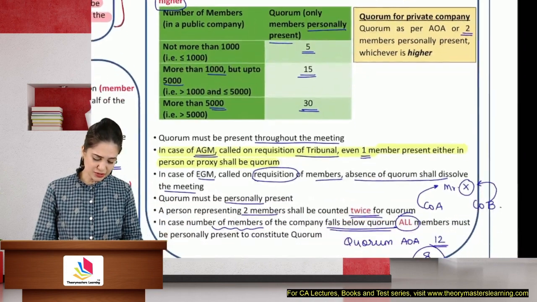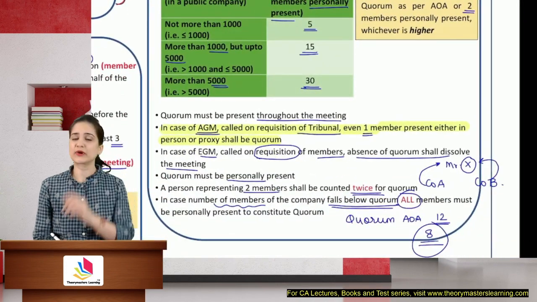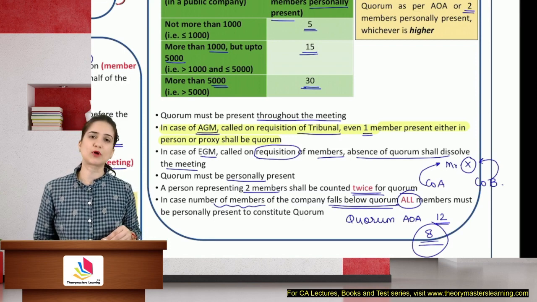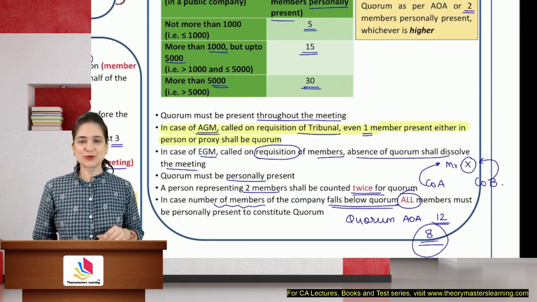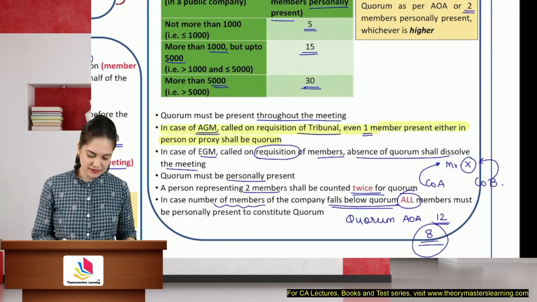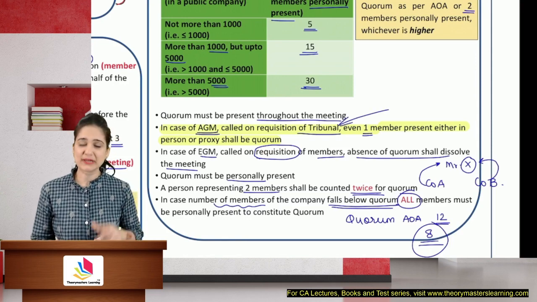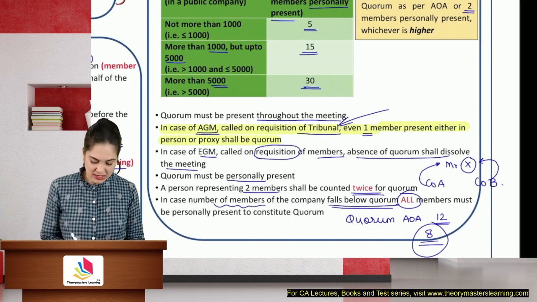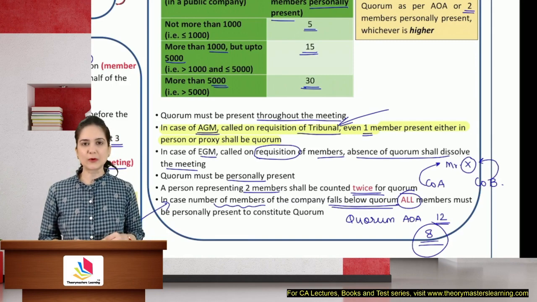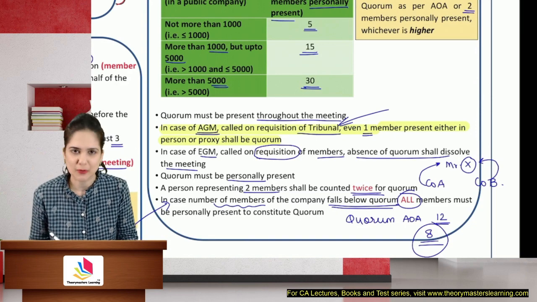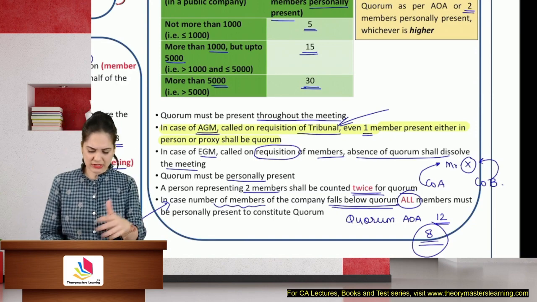Now, what kind of questions can be asked? There is one question which I remember: when is quorum immaterial? When is quorum not required? You can say quorum is not required when the tribunal has called for the AGM. But what the institute is expecting is that when the number falls below quorum, then it is irrelevant, and all the members personally present will constitute quorum. All right, so there are many questions.